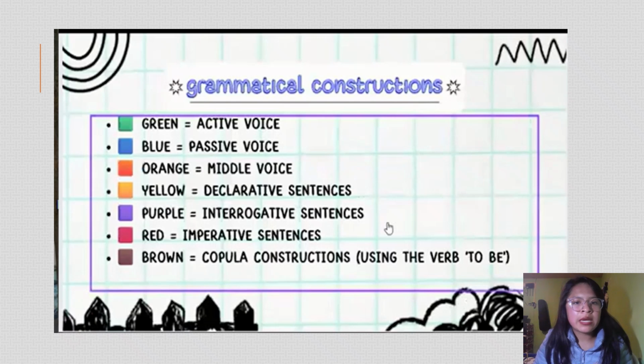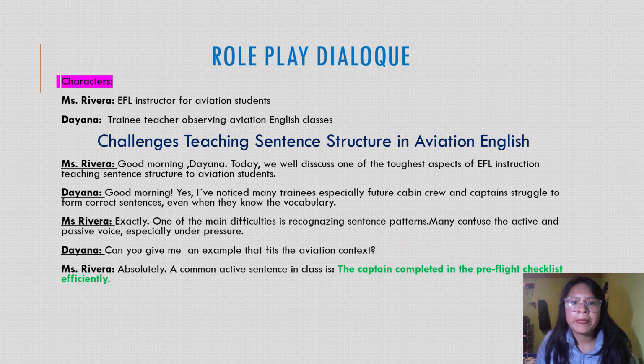You will notice that I will use different colors in each sentence. For example, green, active voice; blue, passive voice; orange, middle voice; yellow, declarative sentence; purple, interrogative sentence; red, imperative sentence; and the last one is copula construction using the verb to be.